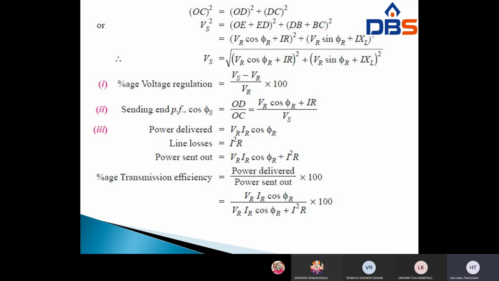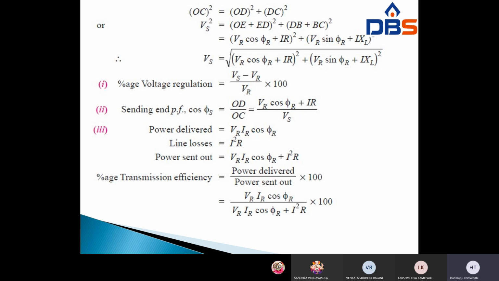Now, power delivered. Power delivered means receiving end. Sending end power means sending end VS IS cos phi S, that is, VR IR cos phi R. That is the sending end power. Power delivered or receiving end power, whatever it may be, is VR IR cos phi R. Sometimes they ask to calculate the sending end power factor. At that time we don't know the sending end power factor, that's why cos phi S.